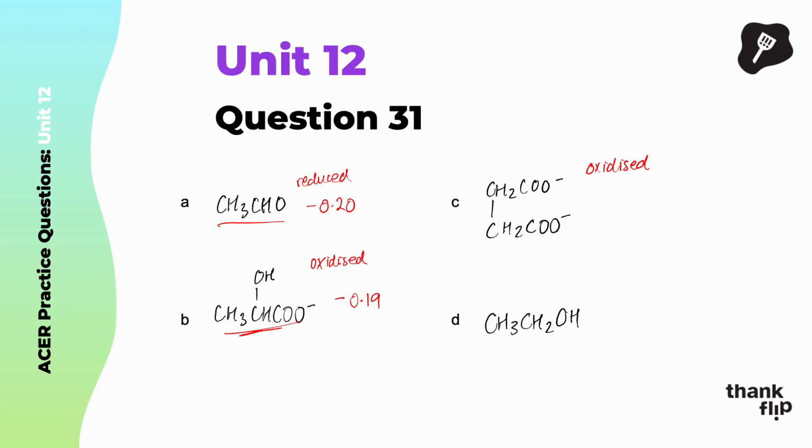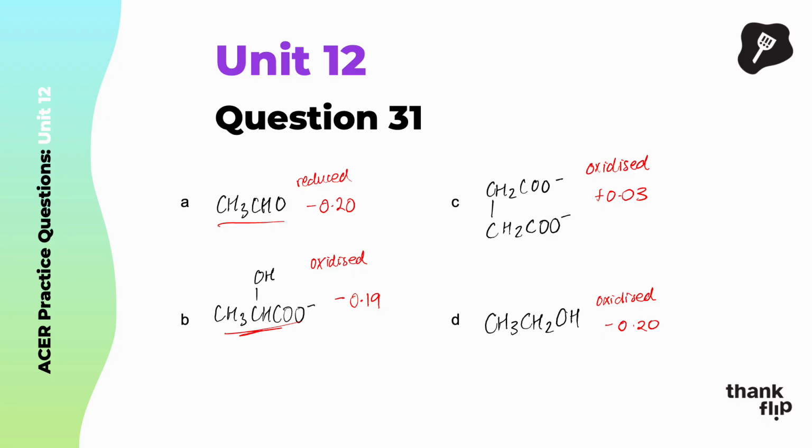Or if it's present in that reaction, it's going to be oxidized and go in the opposite direction. And the reduction potential for this reaction is positive 0.03. And then finally, we have option D. Option D shows up in the fourth row of our table, and it's the product of a reduction reaction. So again, it's going to be oxidized. And the reduction potential here is negative 0.20 as well.